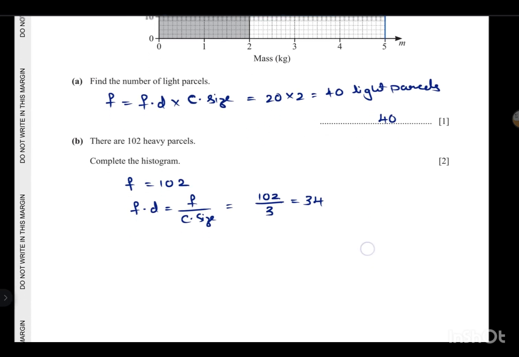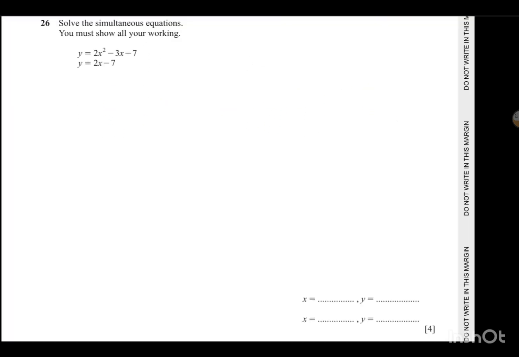Next, question number 26. Solve the simultaneous equation. You must show all your working. The equations are y is equal to 2x square minus 3x minus 7, and y is equal to 2x minus 7. Now you can take these two as equal because both the equations are given in the form of y. So equate both of them.